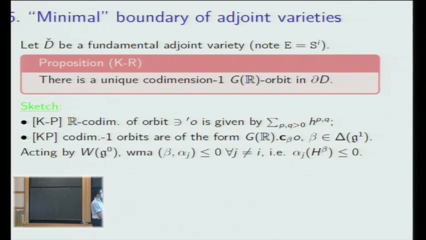And acting by the Weyl group of the isotropy subalgebra, we can assume that beta has negative Killing form product with all of the simple roots except for the one corresponding to the grading element.